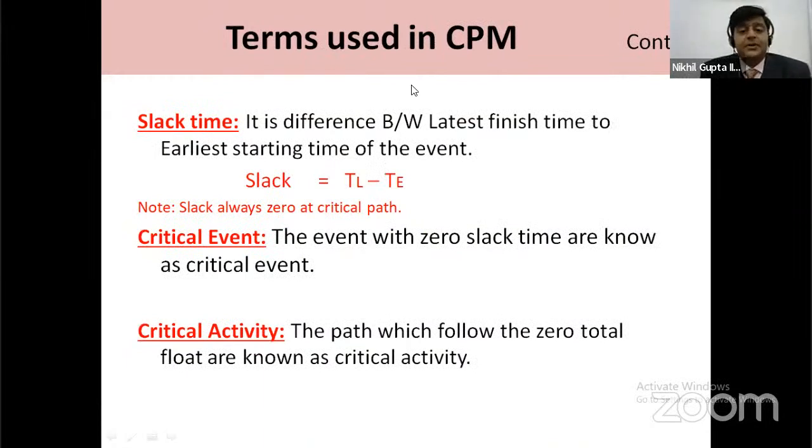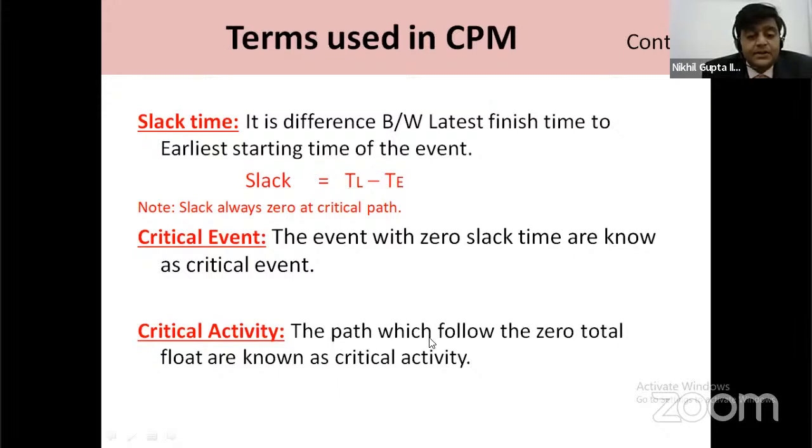Next, slack time. Slack time is the difference TL minus TE, where TL is the latest finish time and TE is the earliest starting time. See, slack is always 0 on the critical path, because on the critical path TL is always equal to TE. Next is critical event. The events with 0 slack time are known as critical events, because at a critical event, TL is always equal to TE. Same for critical activity: the activities which follow the 0 total float are known as critical activities.